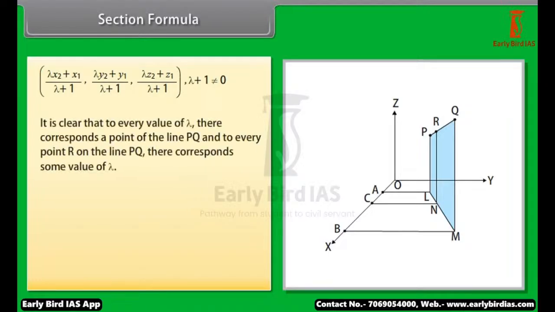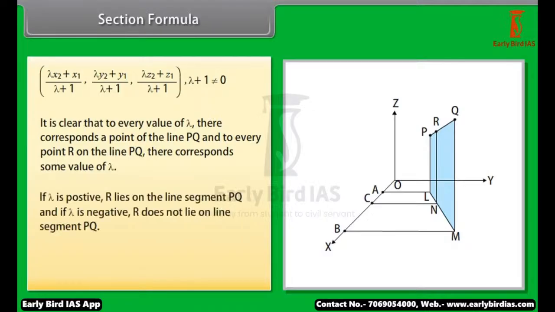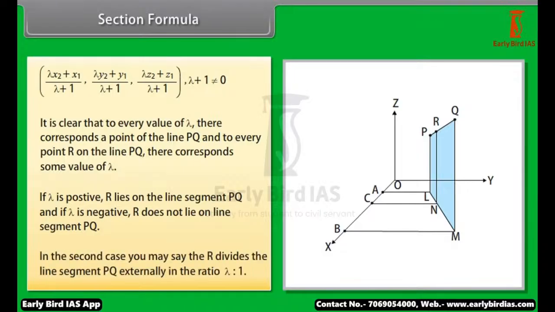It is clear that to every value of lambda, there corresponds a point of the line PQ, and to every point R on the line PQ, there corresponds some value of lambda. If lambda is positive, R lies on the line segment PQ, and if lambda is negative, R does not lie on the line segment PQ. In the second case, we say that R divides the line segment PQ externally in the ratio lambda to 1.